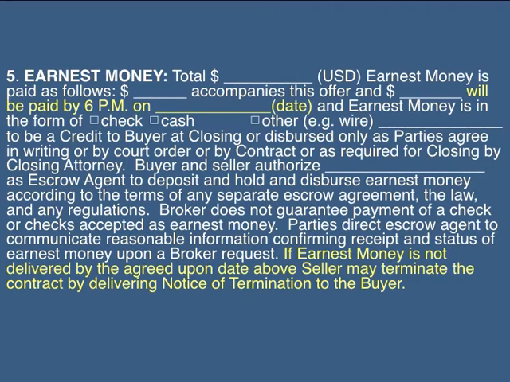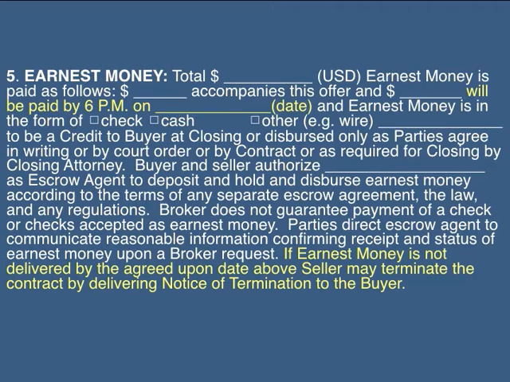Going back for a second, whether the earnest money is going to be check, cash, or other, a lot of real estate companies do not accept cash, nor do attorneys accept cash. So be careful about that. It goes on to say the broker does not guarantee payment of a check or checks accepted as earnest money. Parties direct the escrow agent to communicate reasonable information confirming receipt and status of earnest money upon a broker's request.